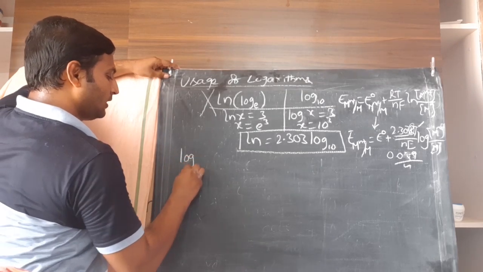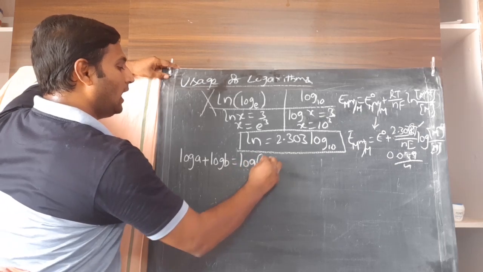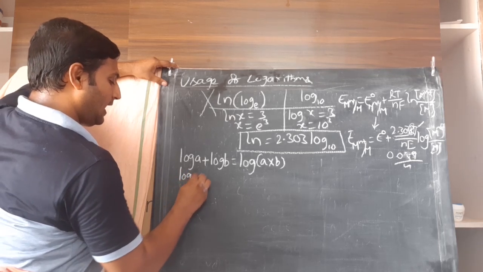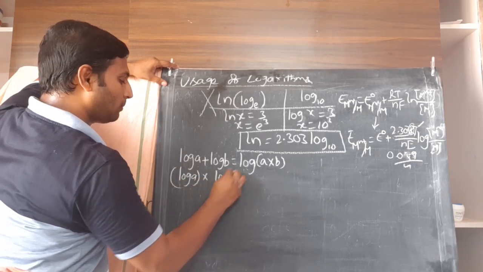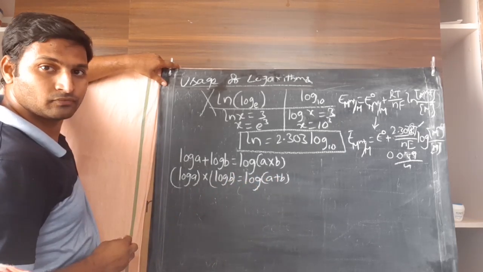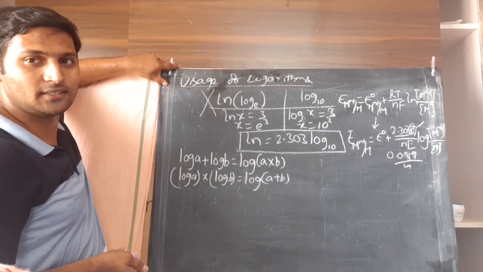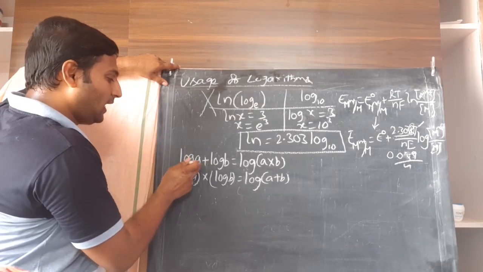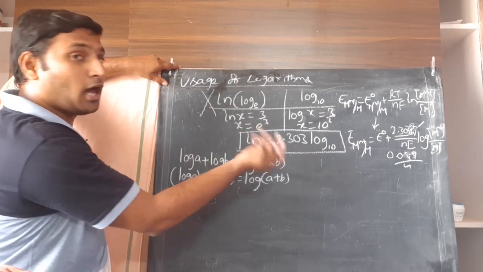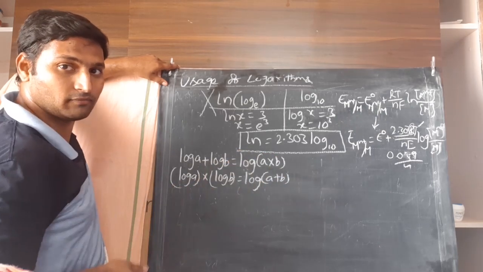First one is log A plus log B is equal to log of A into B. Similarly, log A into log B is equal to log of A plus B. You take some simple values in the places of A and B and try to understand it. Say for example, log 3 plus log 4. Log 3 plus log 4 is nothing but log 12, because 4 into 3 is 12. So log of 4 into 3, that is 12.